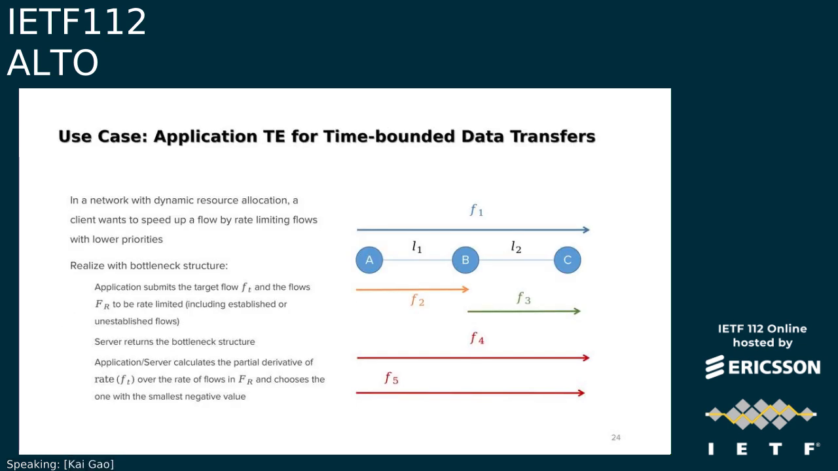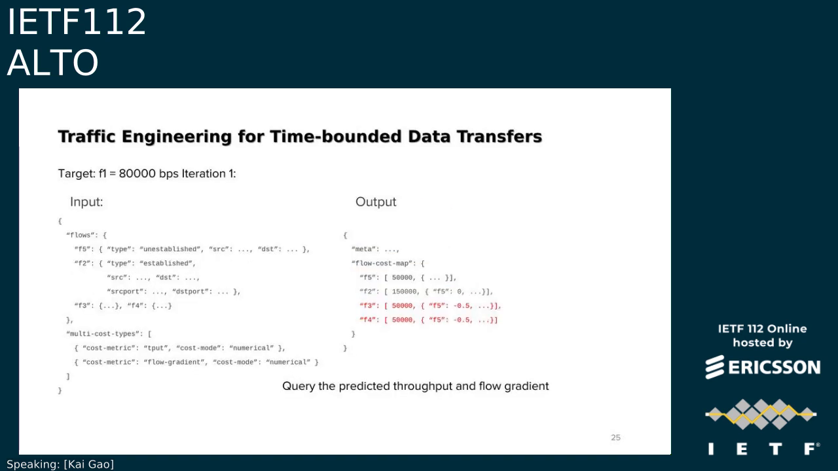Yeah, and to support the use case for time-bounded data transfers, we also have some initial design. So next slide, please. For example, here we use the multi-cost extension to get multiple pieces of information about the bottleneck service. For example, we need the throughput and also the flow gradient information, and then the response will contain both the throughput and the flow gradient, and the flow gradient information can be used by the application to decide which flow to be rate limited. So next slide, please.